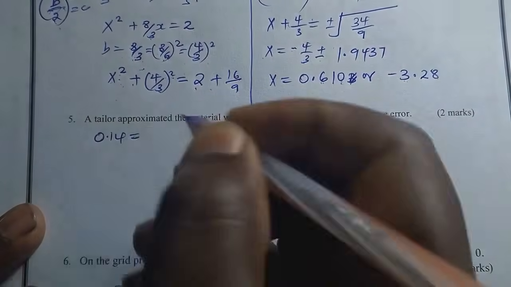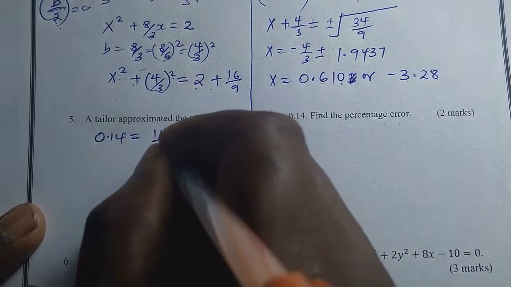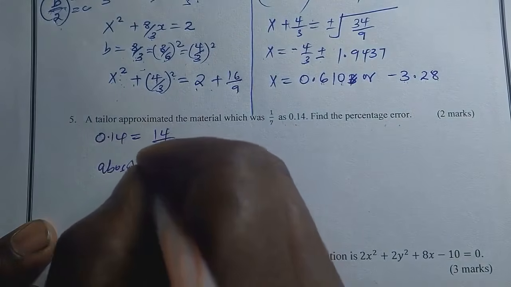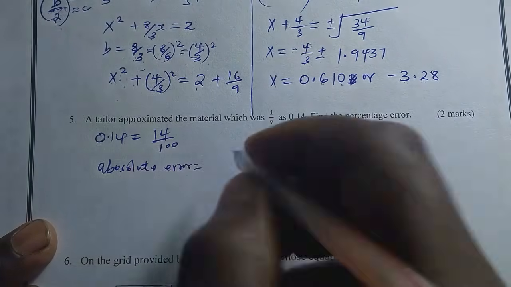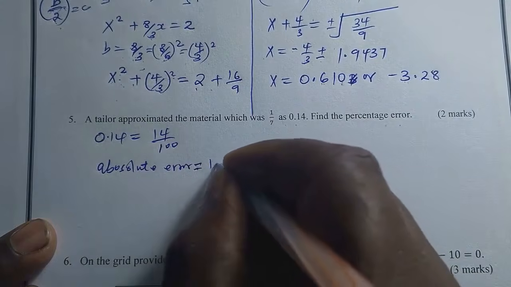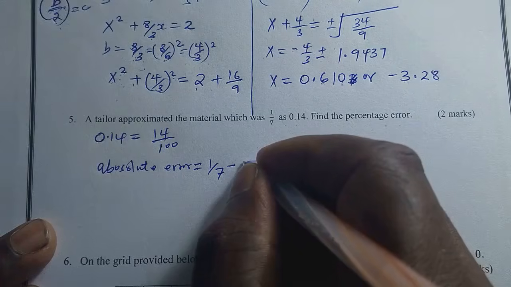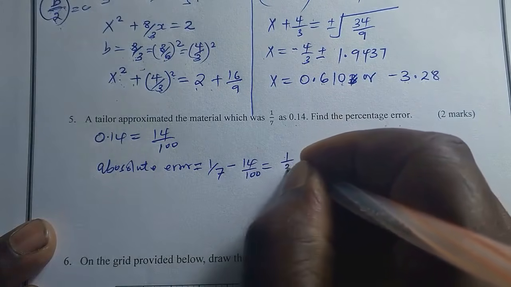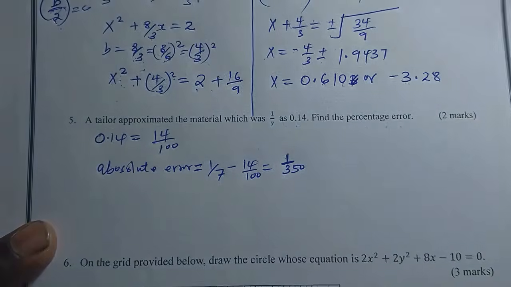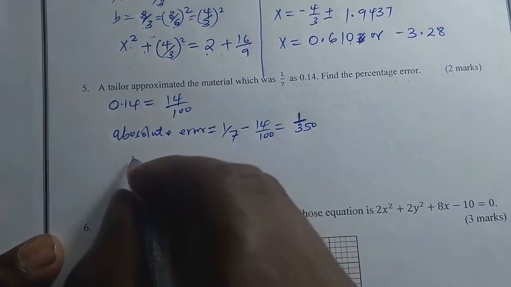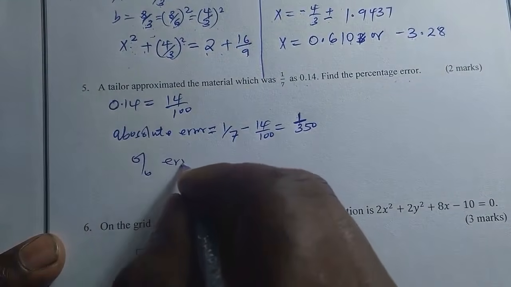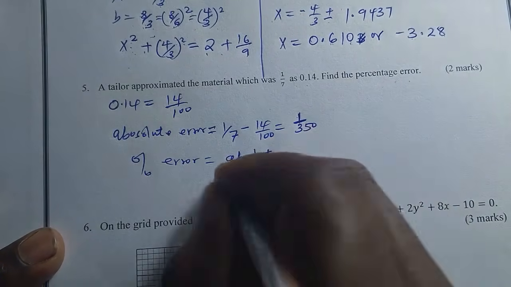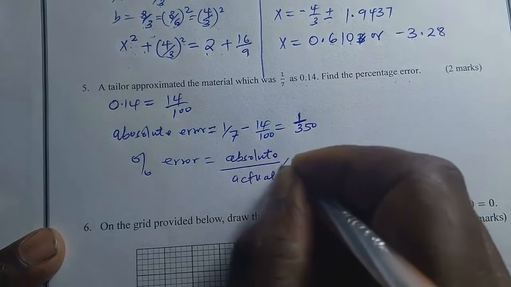0.14 is actually the same as 14 over 100. So absolute error is equal to the 1 over 7, the original, minus the truncated 14 over 100. And that one gives us 1 over 350 using your calculator. So that is the absolute error. But we know that a percentage error is equal to absolute error, you divide it by the actual, times 100.